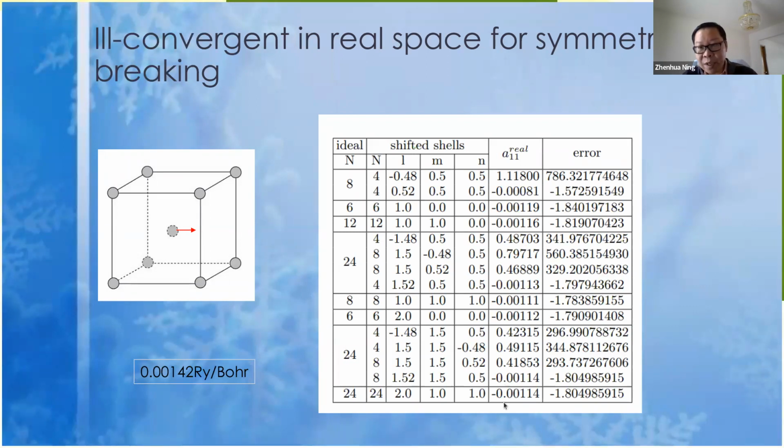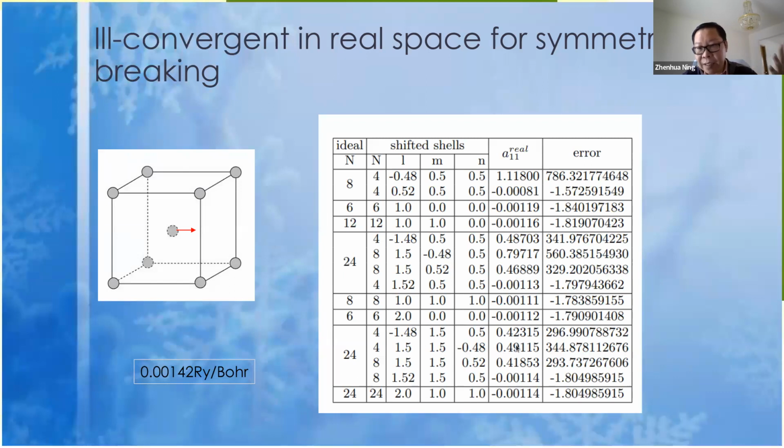This column shows the result if we summed up to different shell cutoffs. Say if we sum up to the first subshell, the result is 1.118. But if we sum up to the second subshell, the result is 0.081. This is because these two subshells have a similar contribution, but with the opposite sign. So they have cancellation.